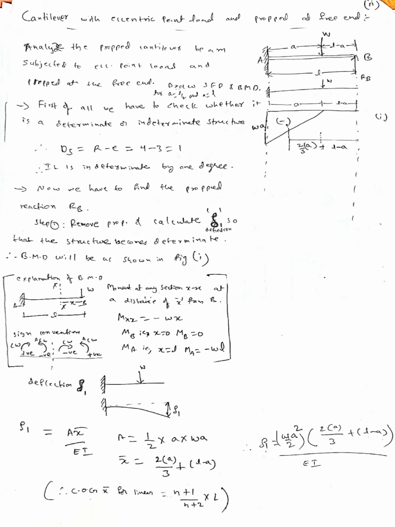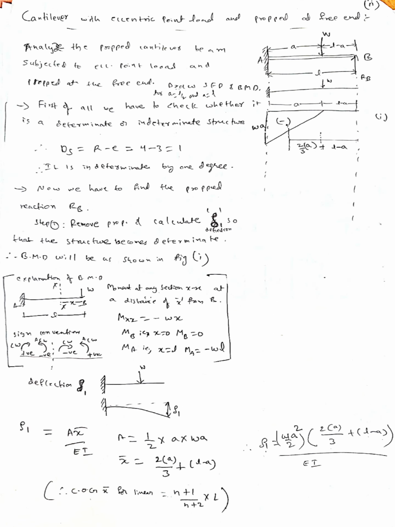When we equate, we will get this equation: W A square by 2 into 2A by 3 plus L minus A equals RB into 2L cube by 6. If we solve it, we will get RB equal to WA cube by L cube plus 3 by 2 A square by L square minus 3 by 2 A cube by L cube. This is your RB. So in the propped cantilever beam, our aim is to calculate the prop reaction RB. We need to draw SFD and BMD for two cases, when A equals L and when A equals L by 2.